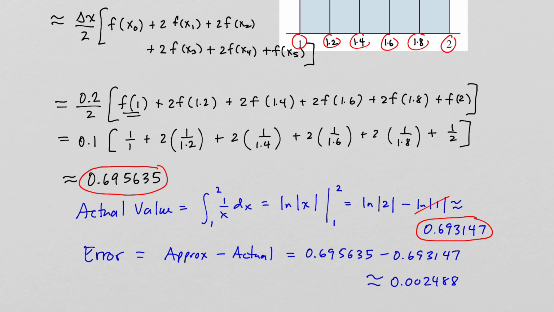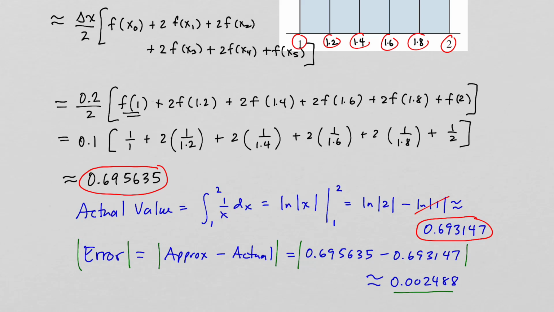0.002488. And sometimes we don't actually care about the error as much as we care about the absolute value of the error. And so in that case, it would just ensure that this number comes out to be a positive number. In any case, we can see that our answer is pretty close to the actual value.